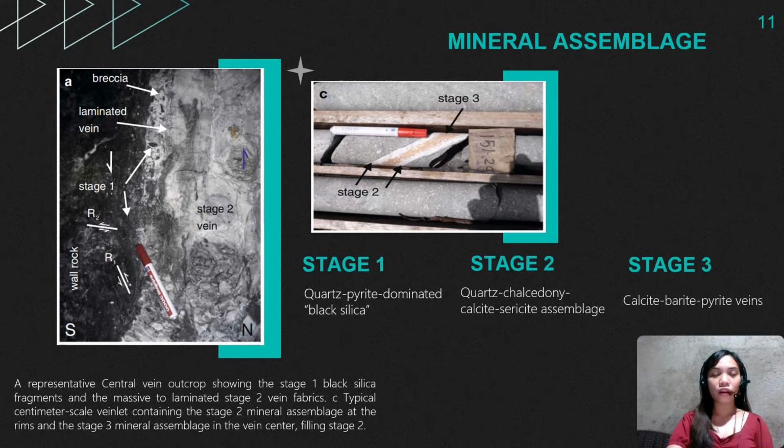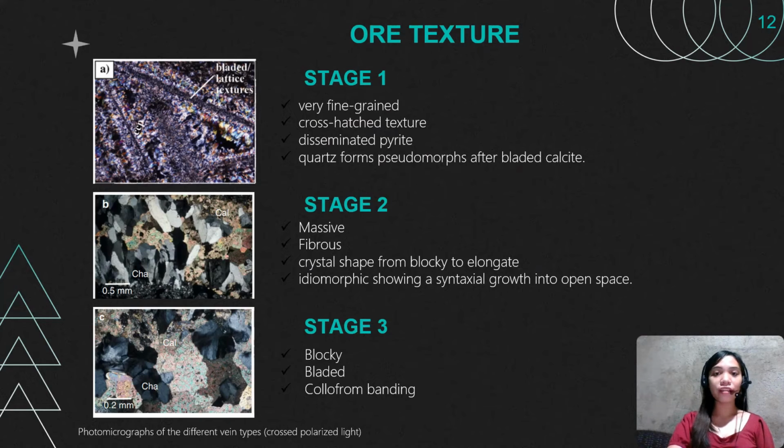Stage 1 and stage 2 are highly auriferous and the most important with respect to the economic gold mineralization. Moving forward, the multi-stage assemblages of the minerals will now be classified by their ore texture.